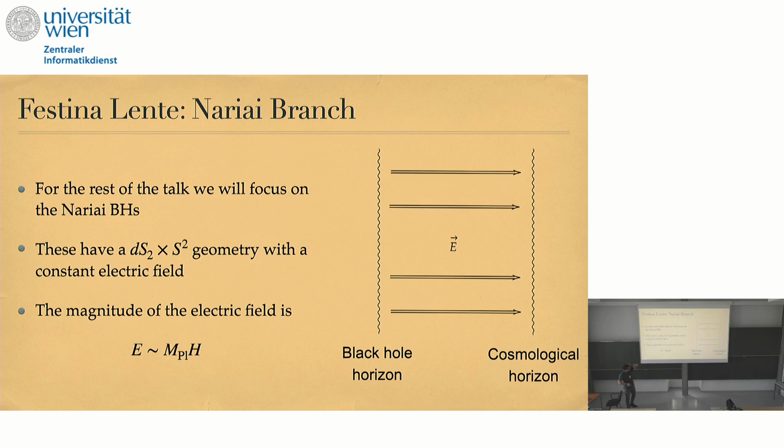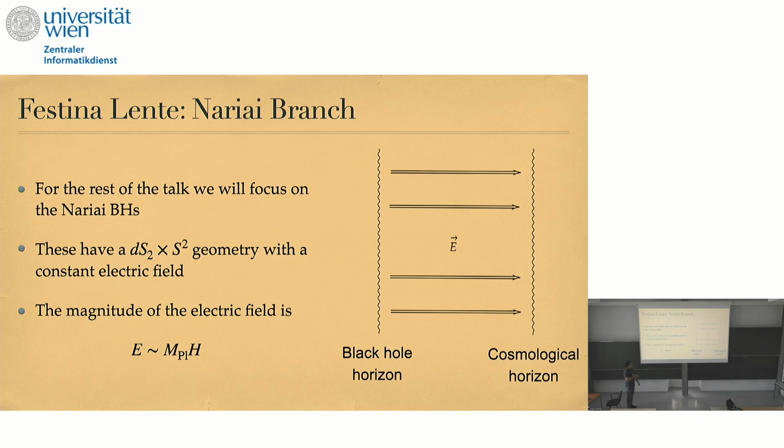All right. So like I said, for the rest of the talk, we'll only talk about black holes on the Nariai branch, and these have a de Sitter 2 times S2 geometry. And here I'm showing a picture of this de Sitter 2 times S2. The de Sitter 2 has one time direction, which I'm not showing, and it has one spatial direction, which is the horizontal direction on the slide. And then there's an S2 multiplying this, which is represented by the vertical directions.